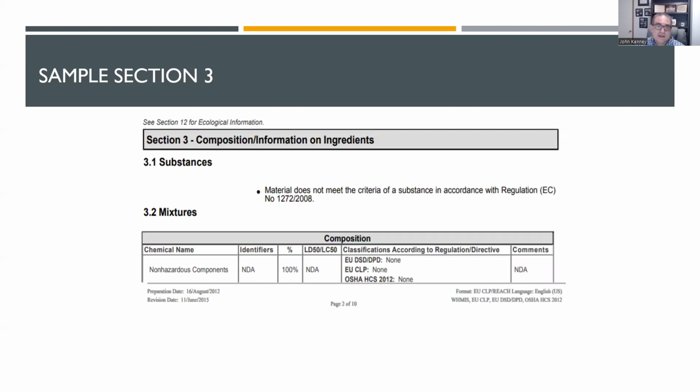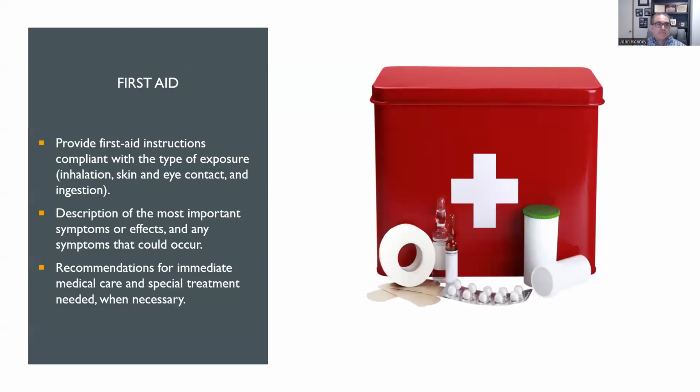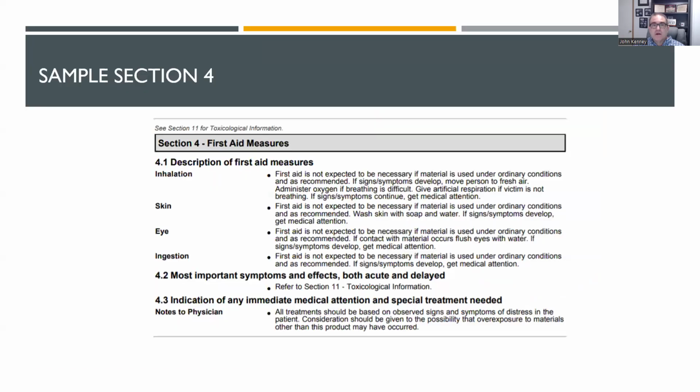So one advantage to the SDSs over the other MSDS system is every one of them is going to have specific information in each section that pertains, so it's a lot easier for review. First aid: provide first aid instructions compliant with the type of exposure, inhalation, skin and eye contact, and ingestion. Description of the most important symptoms and effects of any symptoms that could occur. Recommendations for immediate medical care and specialty treatment needed when necessary. So this is a sample section of 4.